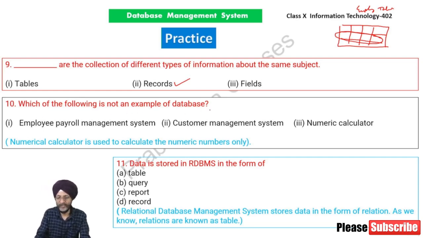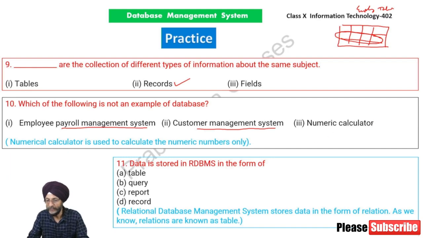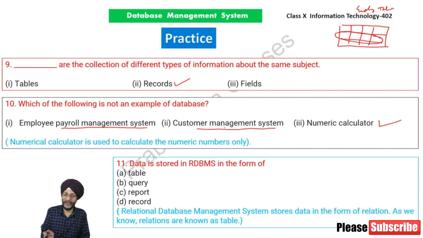Which of the following is not an example of database? Employee payroll management system, customer management system. The answer is numeric calculator. A numeric calculator is used to calculate numbers only. A customer management system may be used to find out the customers, or employee payroll may be used to find out which employee gets how much salary, in which department he is working, what is his employee ID, and so on. So our answer is that numeric calculator is not an example of database.